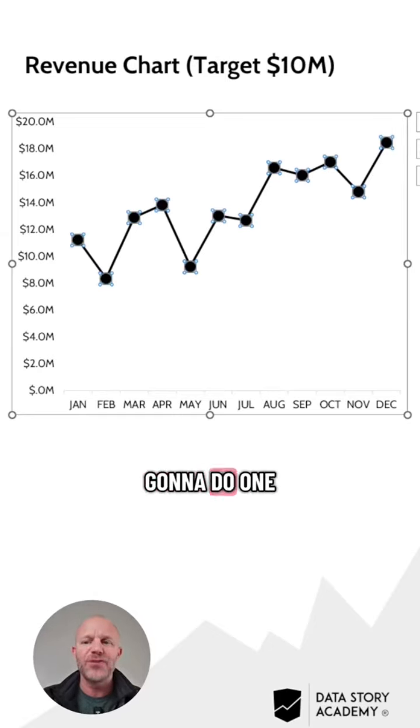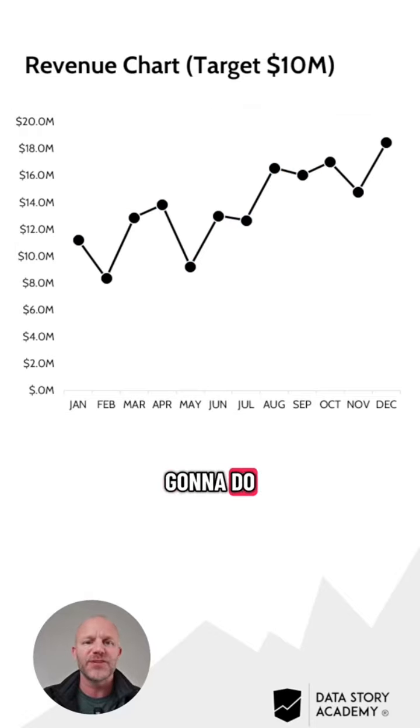And then I'm going to do one other thing. I'm going to add a border to it, a solid line, and that border is going to be white. And then I'm going to make the width of that border 1.5 points. And what that's going to do is kind of create this little cut between the lines and the circles so they stand out even better.